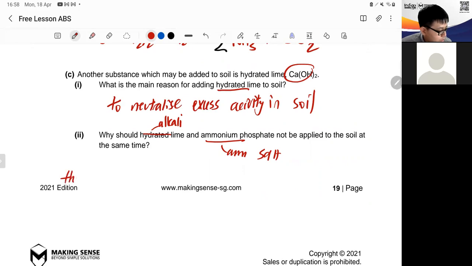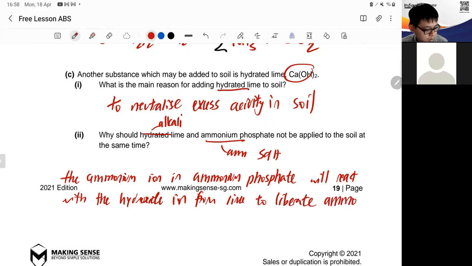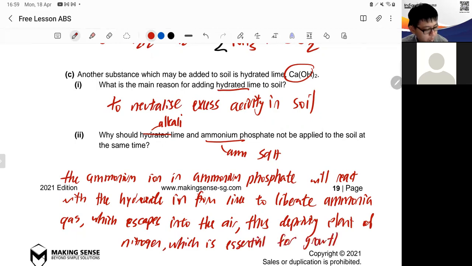We will say the ammonium ion in ammonium phosphate will react with the hydroxide ion from the hydrated lime to liberate ammonia gas, which then escapes into the air, thus depriving the plant of nitrogen, which is essential for growth. Something like that. This will be about 2 marks worth.